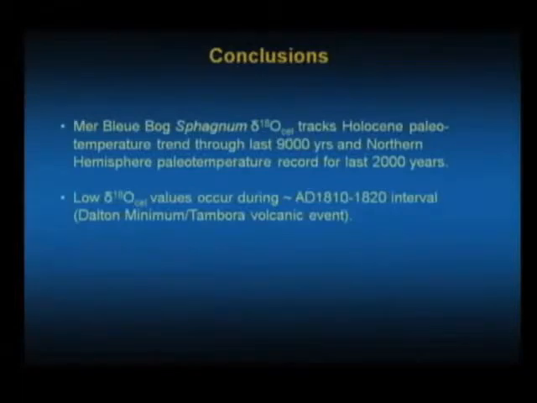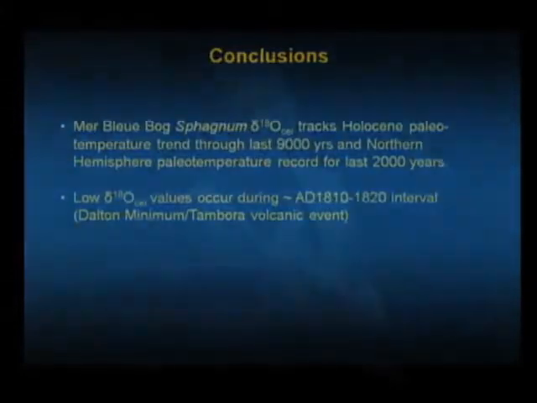So the conclusion is that the sphagnum oxygen-18 record that we're getting from Mer Bleue bog is tracking the Holocene paleotemperature fairly well through the last 9,000 years, and seems to be correlating well with data that we're getting from elsewhere in the northern hemisphere, particularly through the last 2,000 years or so. It's really interesting about that low around late 1818, 1820 here. Is it the Dalton minimum? Are we looking at the Tambora eruption? I think we're going to be looking at that in much more detail to see exactly what we're looking for and try to find a better correlation with what's happening.